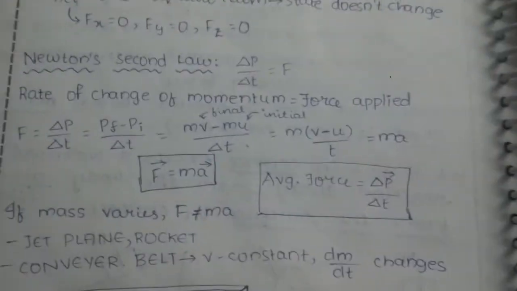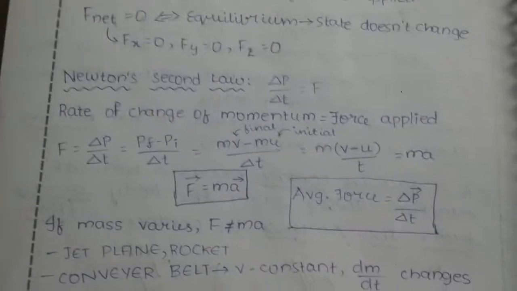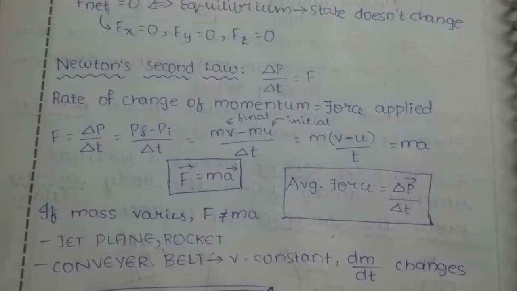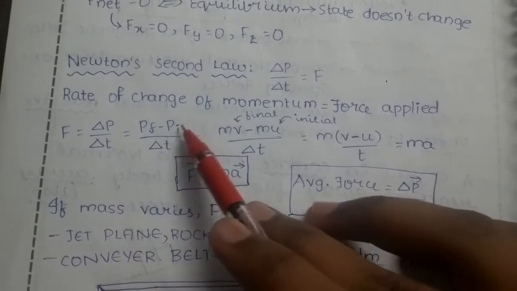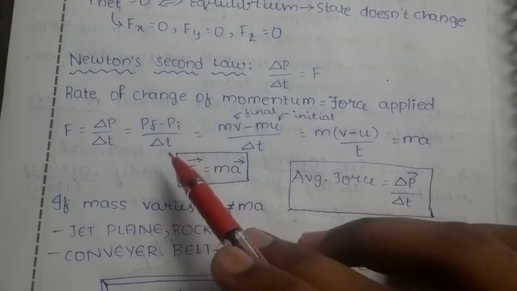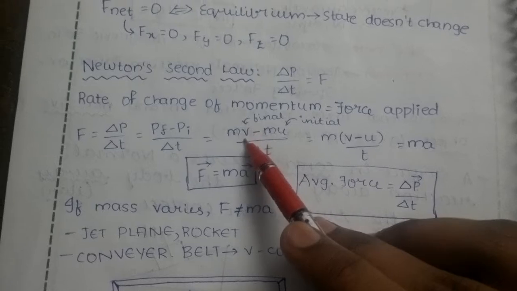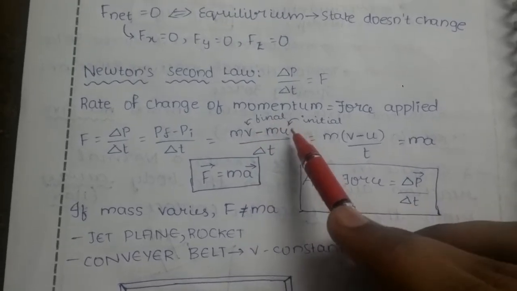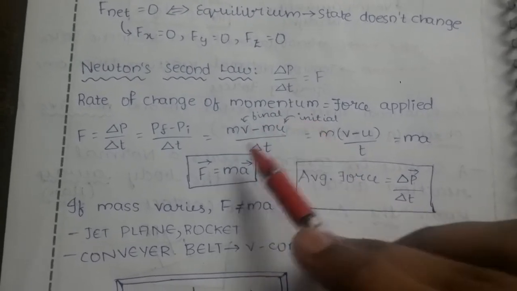Newton's second law: rate of change of momentum is equal to the force applied. F equals delta P by delta T, that is, change in momentum by change in time. Let us consider V as final velocity and U as initial velocity.